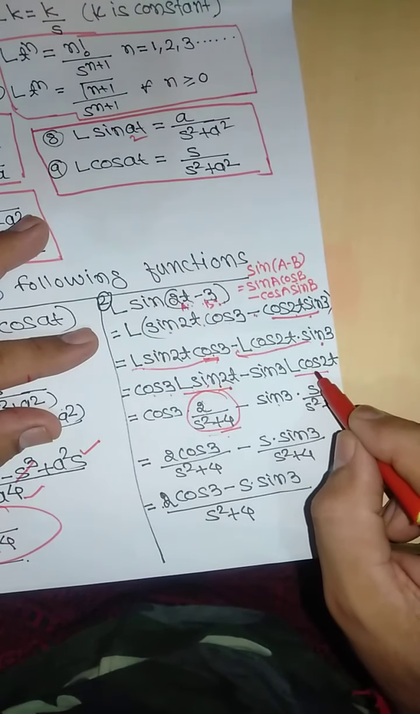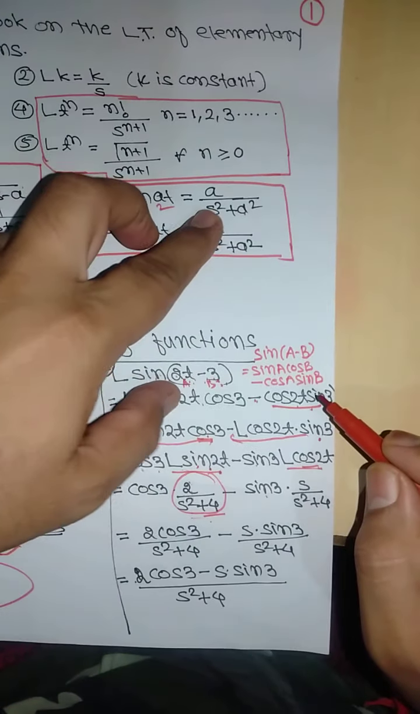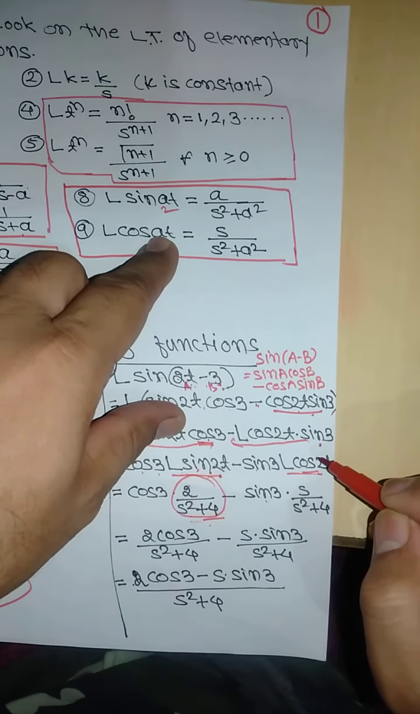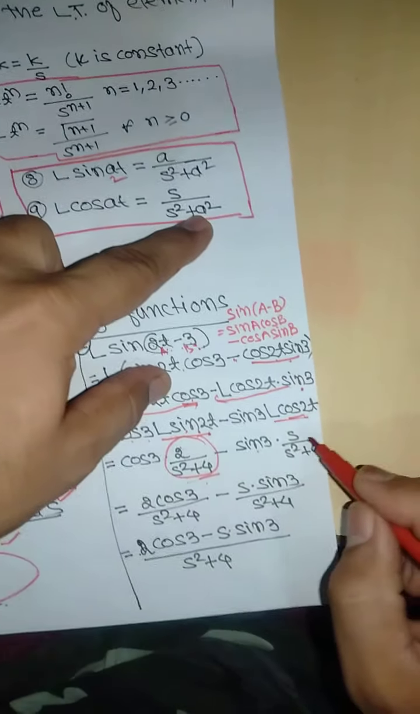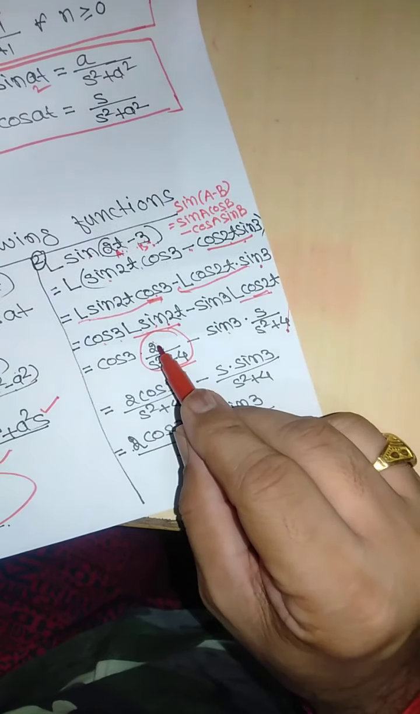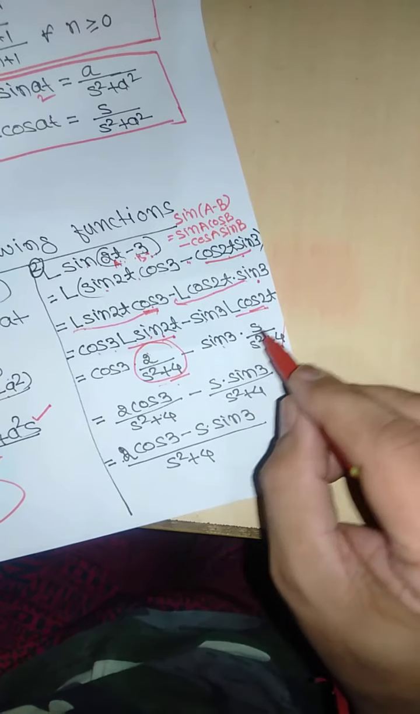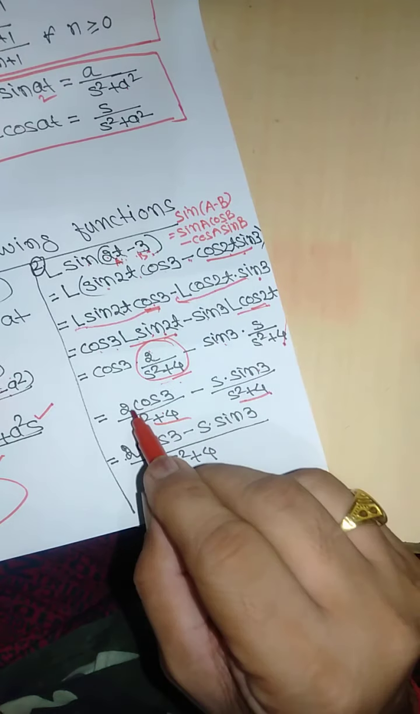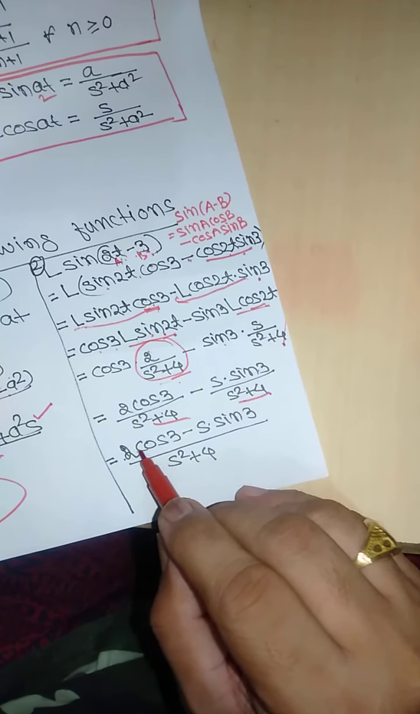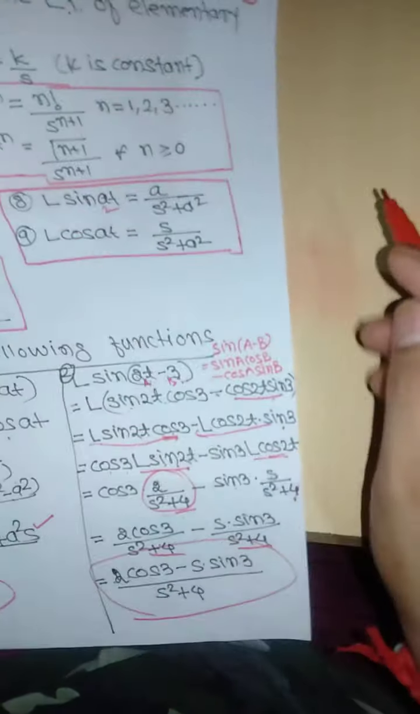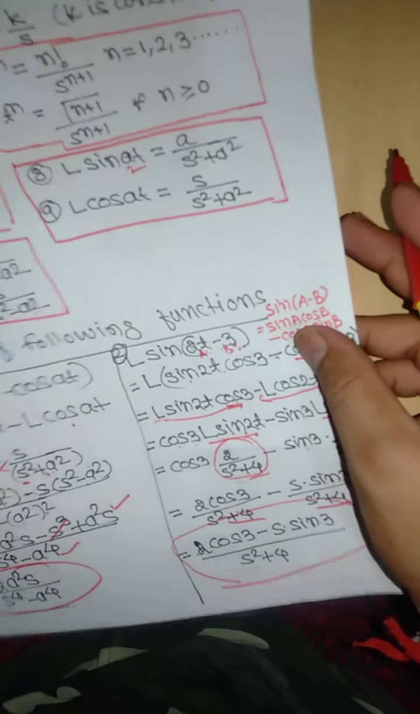Then minus sine 3 times L of cos 2t, and that is the standard result: L of cos at is s upon s square plus a square. So for cos 2t, in place of a you write 2: s upon s square plus 2 square, which means s upon s square plus 4. In this way, simplifying, we get 2 cos 3 upon s square plus 4 minus s into sine 3 upon s square plus 4. The denominator is the same, so we directly combine the numerators and get 2 cos 3 minus s sine 3 upon s square plus 4. So this is the result of the Laplace transform of sine of 2t minus 3.